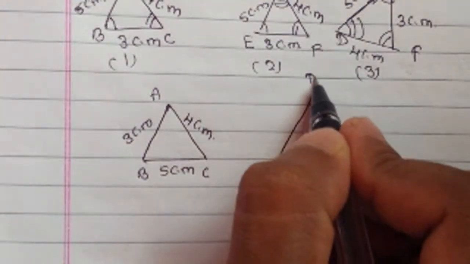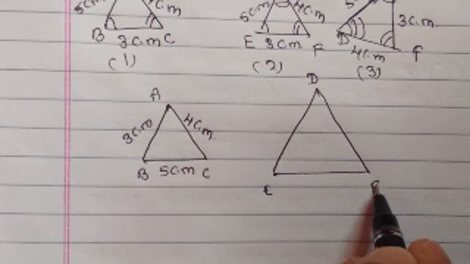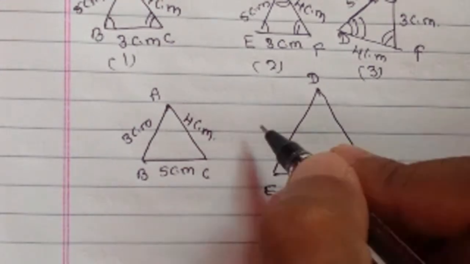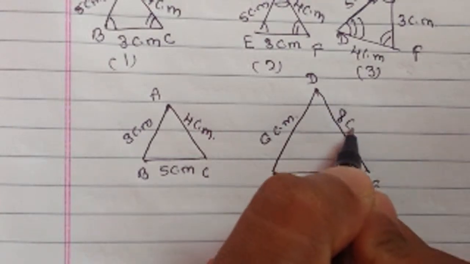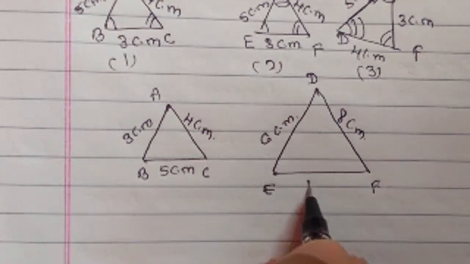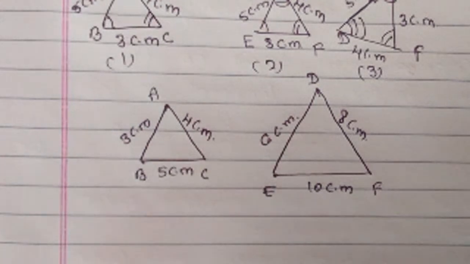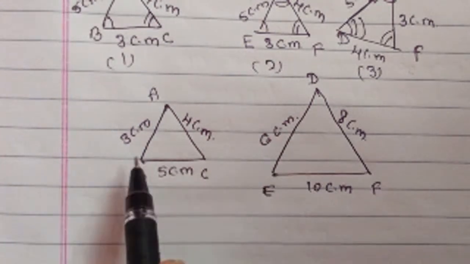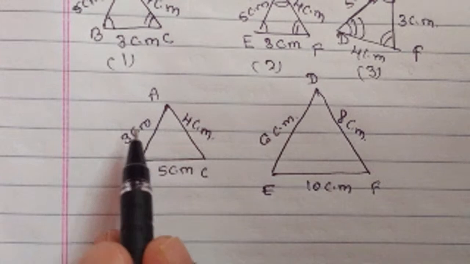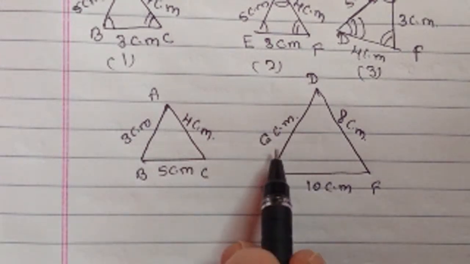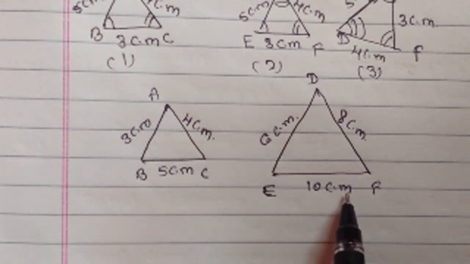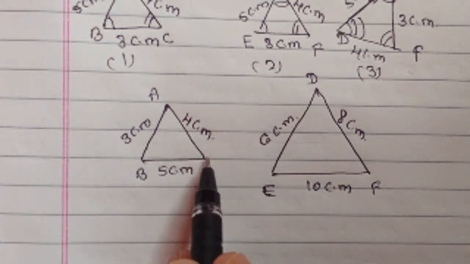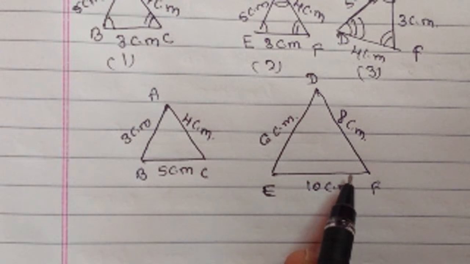I will mark the endpoints as D, E, and F. If I consider this as 6 centimeter, this as 8 centimeter, and this as 10 centimeter. You see here, AB is 3 centimeter, DE is 6 centimeter, BC is 5 centimeter, and EF is 10 centimeter, AC is 4 centimeter, DF is 8 centimeter. So what you understood from this?